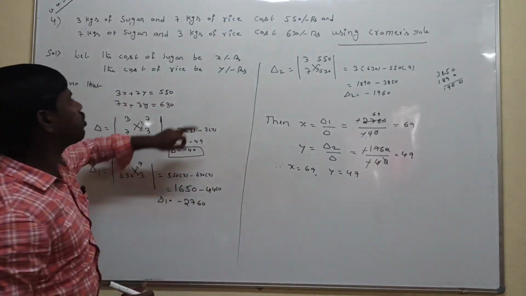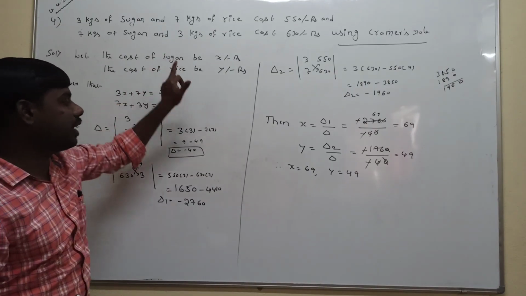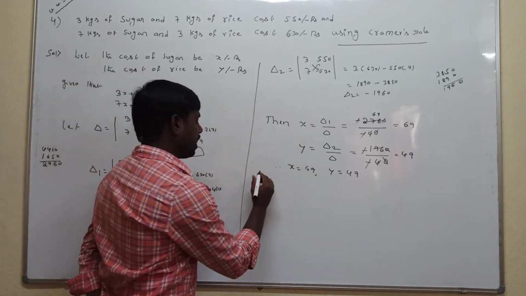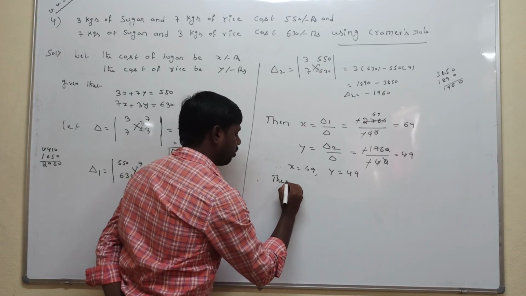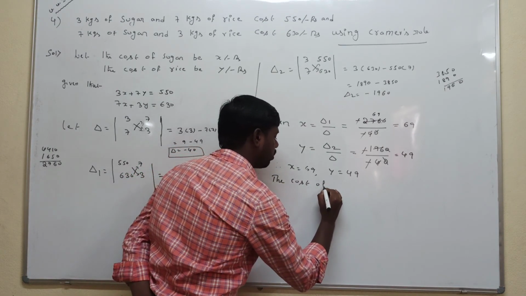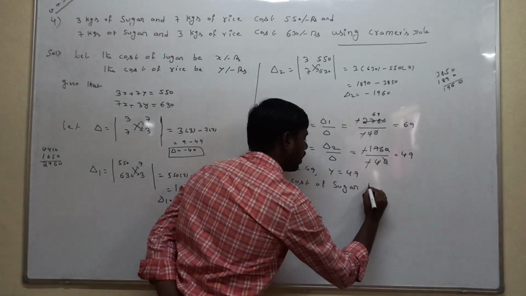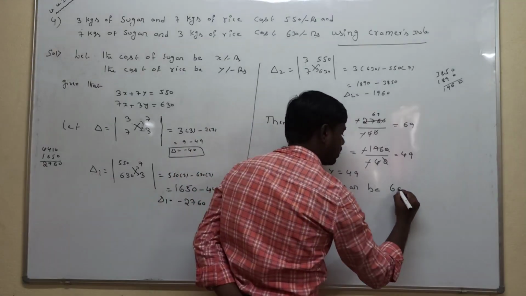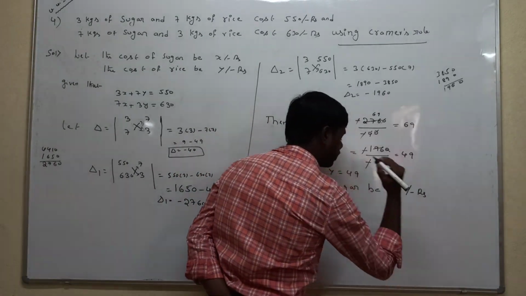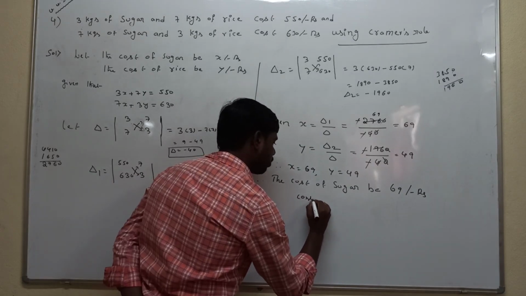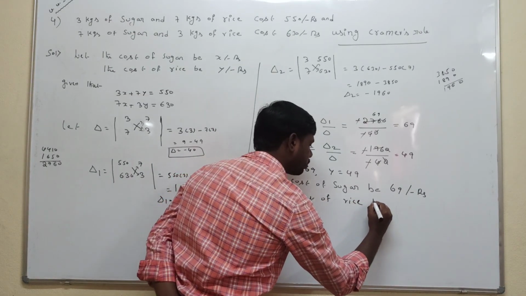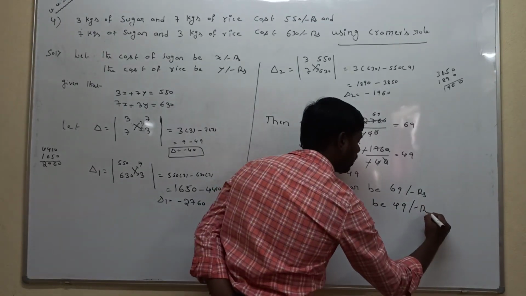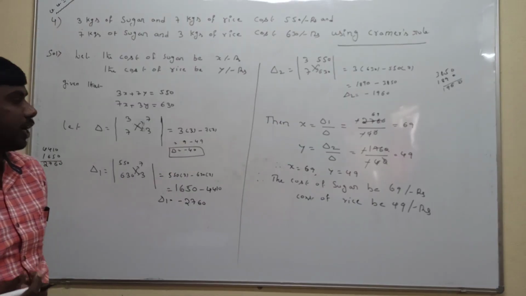But what is the x value assuming? The cost of sugar is assumed to be 69 rupees. The cost of rice is assumed to be 49 rupees. Finally, the conclusion: the cost of sugar be x rupees, and x is 69 rupees. And the cost of rice be y rupees. What value are we getting for y? 49 rupees. So everyone understood?